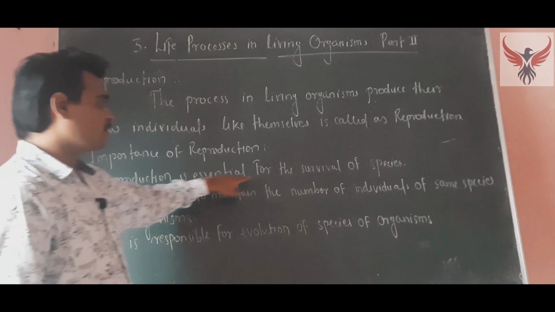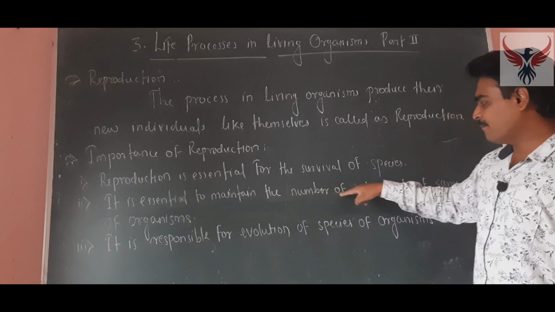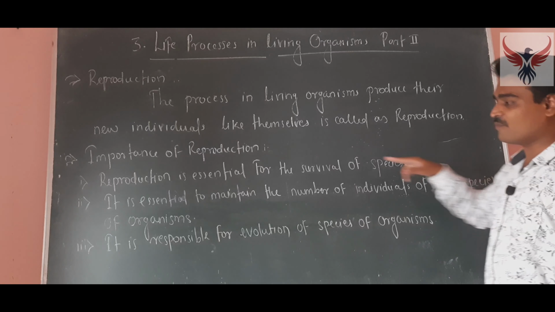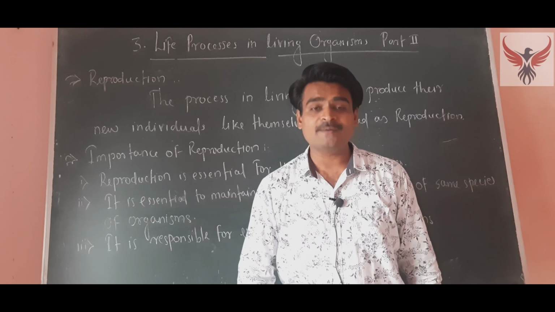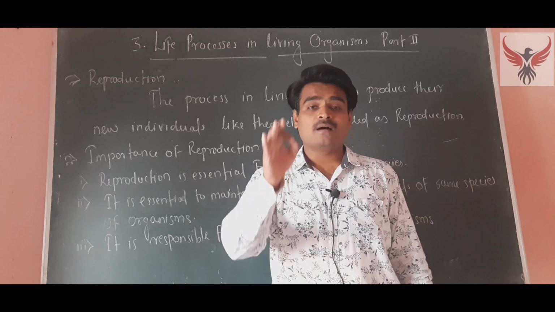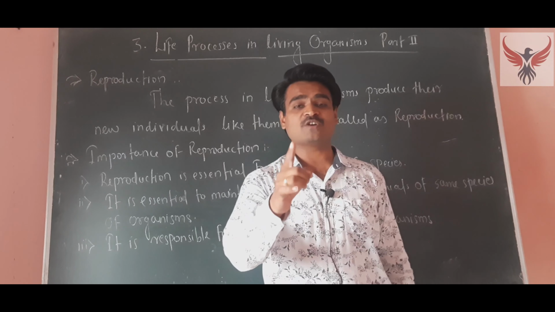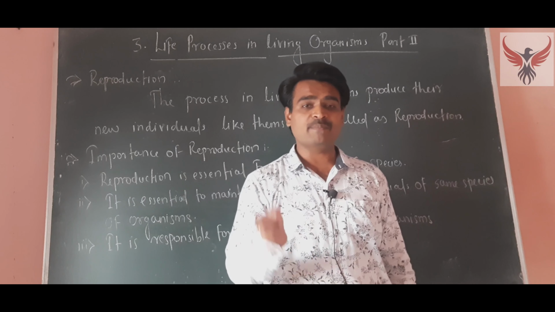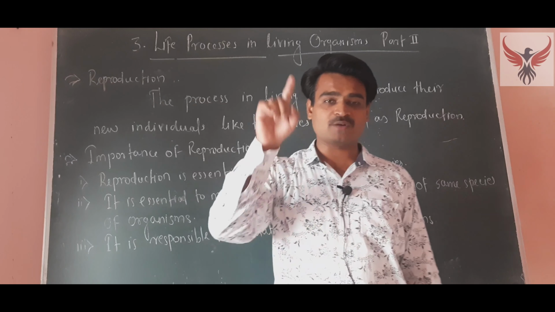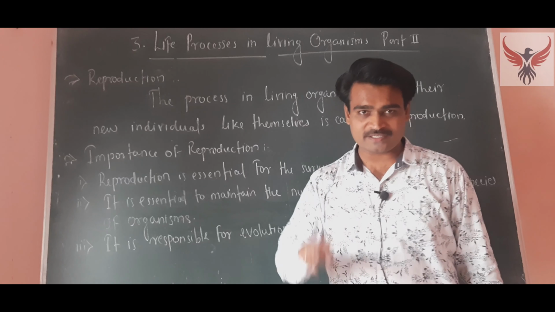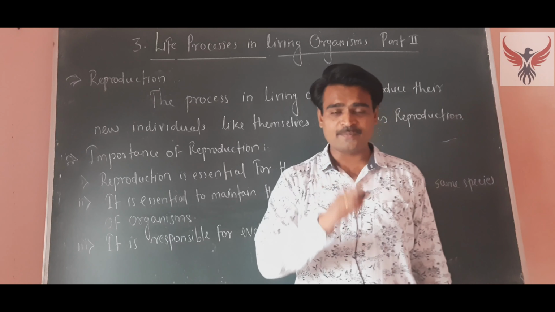The second importance is that it is essential to maintain the number of individuals of the same species of organisms. If reproduction helps to produce new individuals, then the number of individuals of the same species can be maintained with the help of reproduction only. So this is the second importance. The third importance is that it is responsible for the evolution of species of organisms.